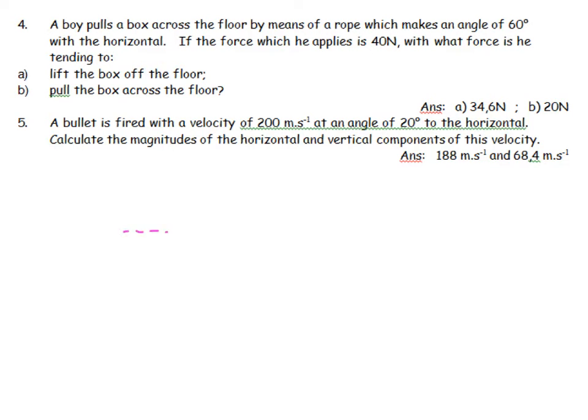A boy pulls a box across the floor by means of a rope, which makes an angle of 60 degrees with the horizontal. I draw a horizontal, 60 degrees. So the force he applies is 40 newtons. With what force is he tending to lift the box? And with what force is he tending to pull the box across the floor? So I'm working out the vertical and the horizontal components.